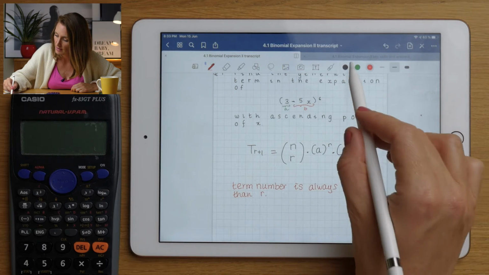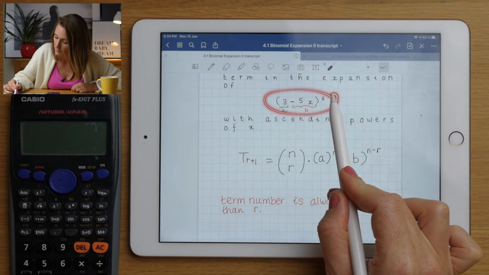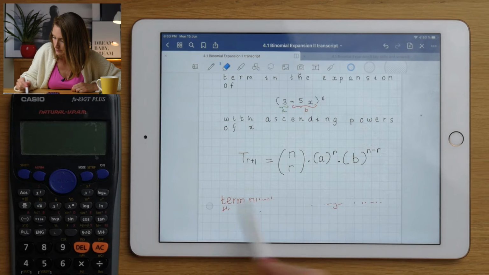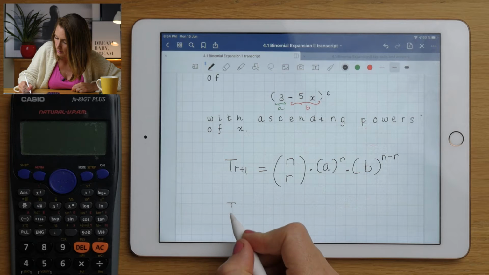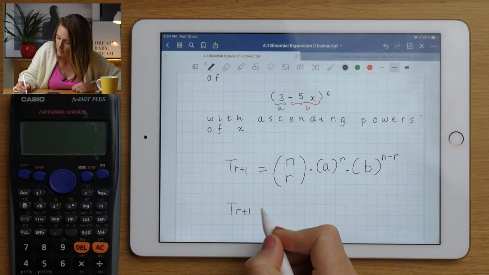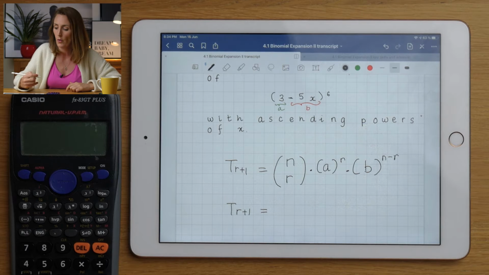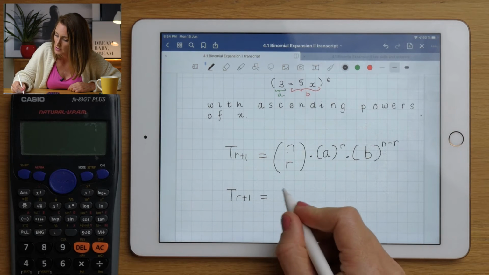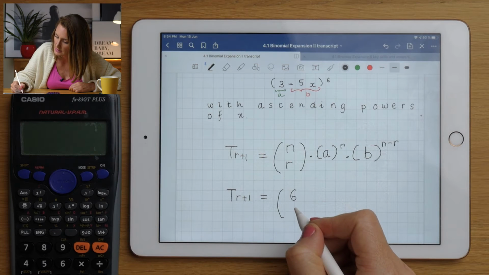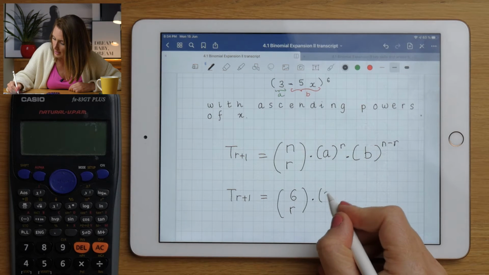So let's find the general formula for this example. Like previously, I'm going to start by writing down my formula. I'm going to leave the r as an unknown. That's going to be different, we'll see in the next examples, depending on what the question's asking for. So your general term is going to be left in terms of r. There's still going to be r's in your answers. So that's going to be 6, because 6 is the power. Choose r. A I'm going to have is 3.